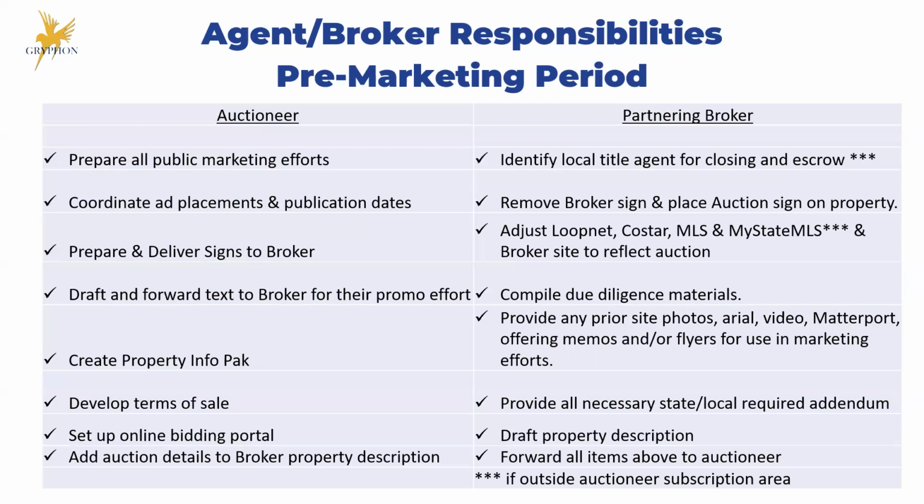To the extent that you have had this listing before, say this is on the tail end of the listing and you've decided you're moving to auction, provide any of the prior site photos or any of the offering memos or anything that you've already used in prior marketing, so we can adjust those and reuse them for the auction effort. And provide the necessary state and local addendums. Draft and review the property description, and just forward all the stuff to us. We drop it into all of the ads and move on from there.